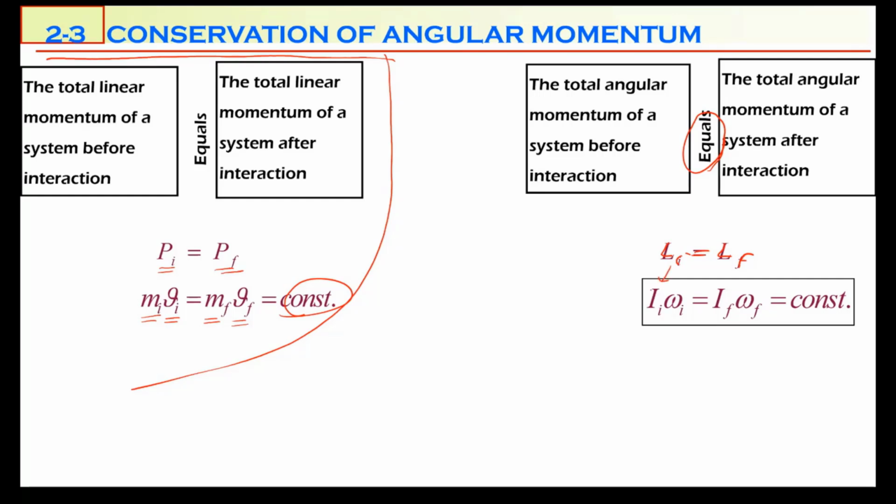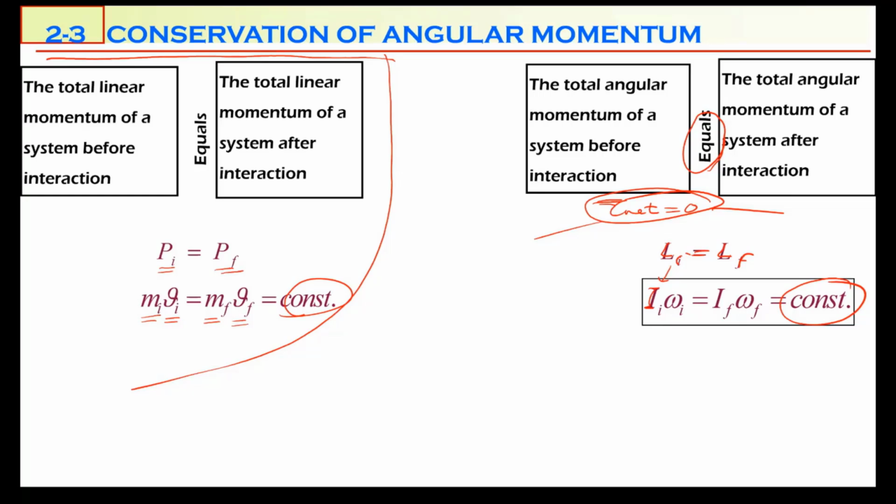Initial angular momentum is I initial times omega initial. Final angular momentum is I final times omega final. These two must be equal because it must stay constant, never change. Of course, the condition is what? Net torque acting on this object must be equal to 0. This is the condition for angular momentum. Okay, now I will start solving problems.